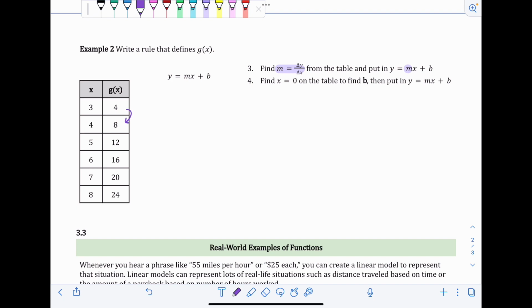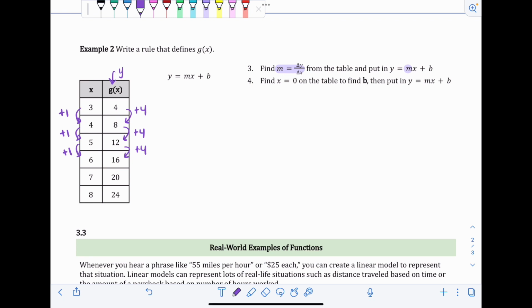On the g of x side, we're going from 4 to 8, so we're going up 4, and then from 8 to 12, up 4 as well, and 12 to 16, up 4 again. And then on the x side, we're going from 3 to 4, so plus 1, 4 to 5, up 1 as well, and then 5 to 6, up 1 as well. So remember that g of x or f of x or whatever of x is the same thing as y. The right side of the table is pretty much always y.